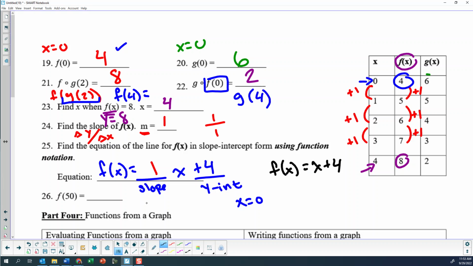If we wanted to find f of 50, we're going to use this equation. F of 50 equals 50 plus 4.